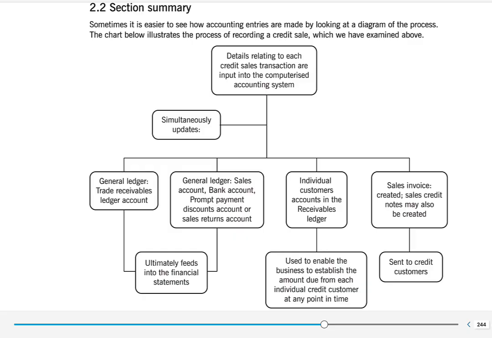When you enter a credit sale, the system updates several places at the same time without you retyping the same information again. That saves time and reduces errors. Now let us walk through each box in the diagram in plain classroom language.